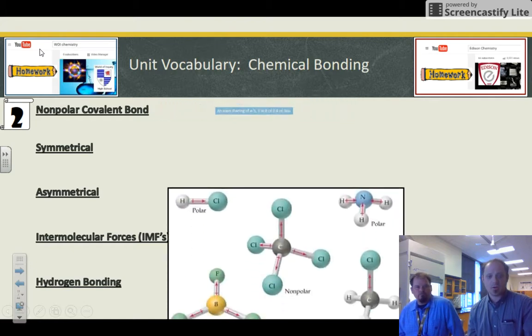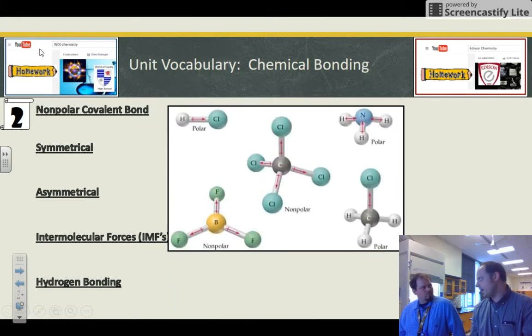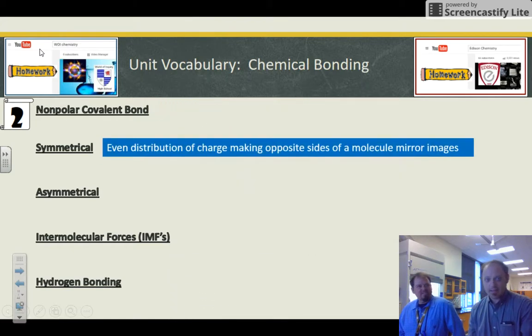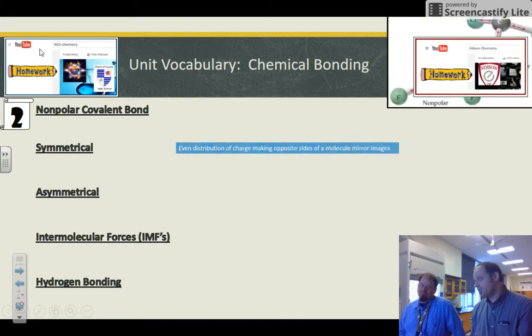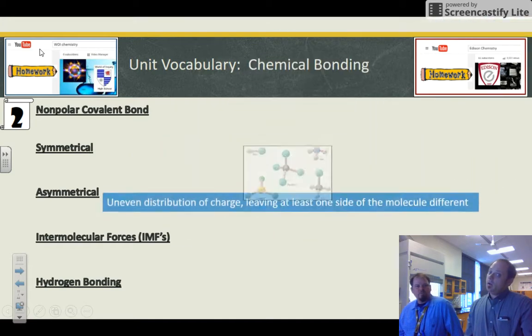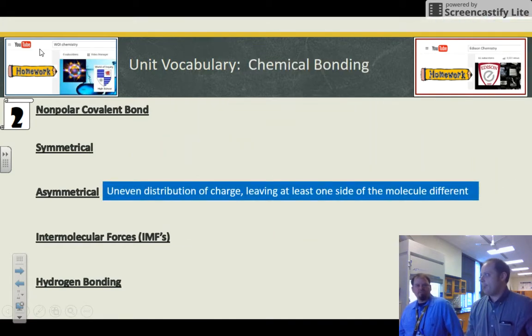Symmetrical means the same on all sides. It's almost like a synonym: even distribution of charge, making opposite sides of the molecule mirror images. Boom, done. Opposite, asymmetrical, which is uneven distribution of charge, leaving at least one side of the molecule different. If one side of the molecule has an extremely electronegative element, the whole molecule is going to be asymmetrical and probably polar.